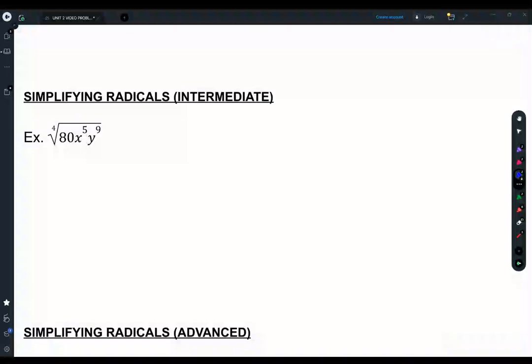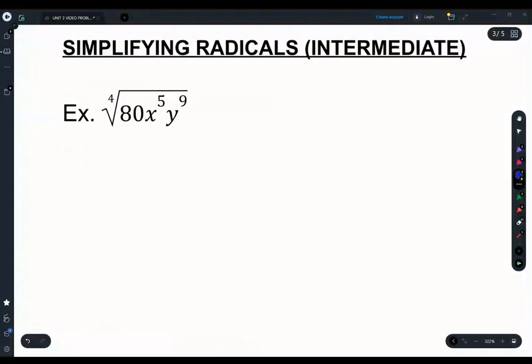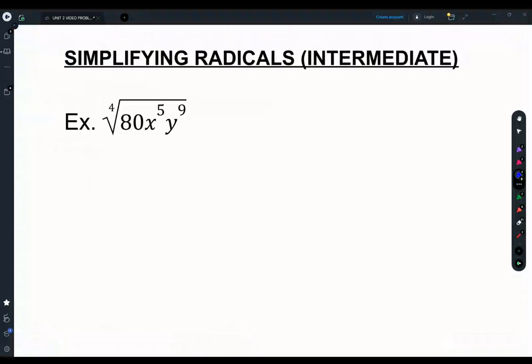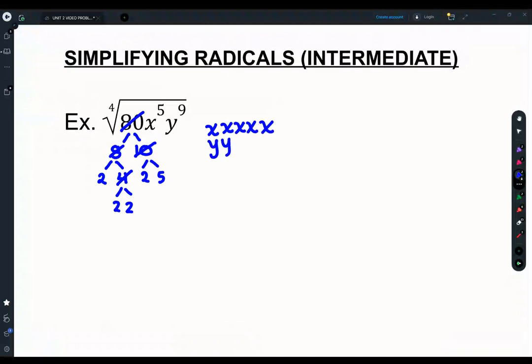All right, as we're looking at simplifying radicals at intermediate level, again, same idea of breaking it down into prime factors. Very first step is always break it down however you want to. For 80, I always think of 8 times 10. Then 8 we can break down to be 2 times 4, and 4 we can break down to be 2 times 2. So we've broken down our 8, and then our 10 is going to break down to be 2 times 5. And then as we look at our letters, we have 5 x's and we have 9 y's.